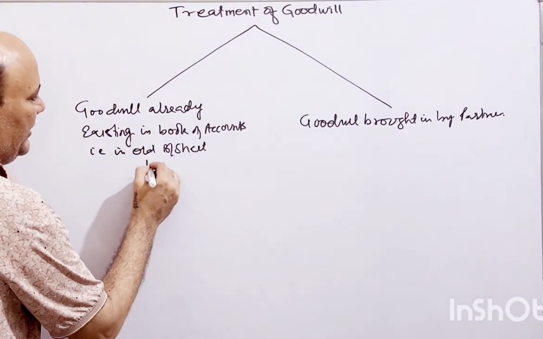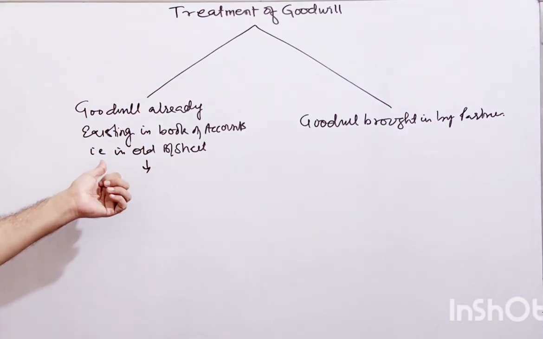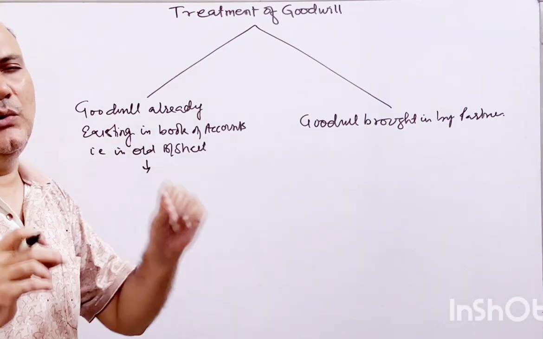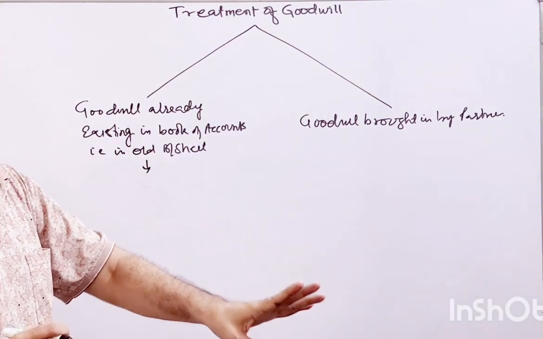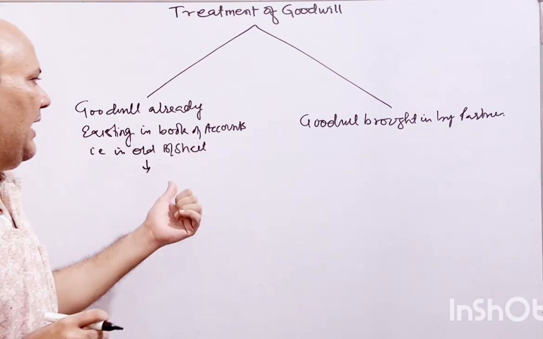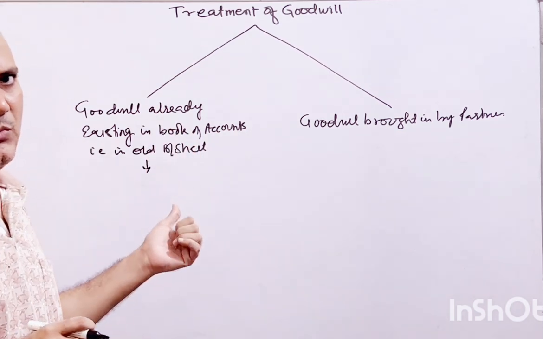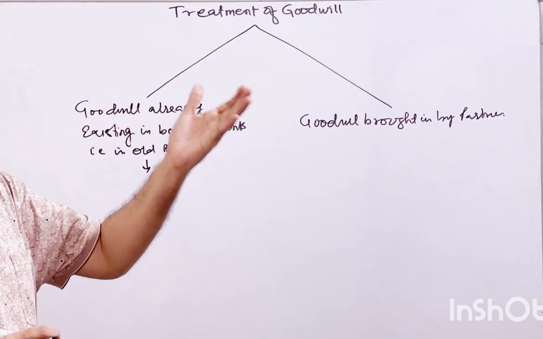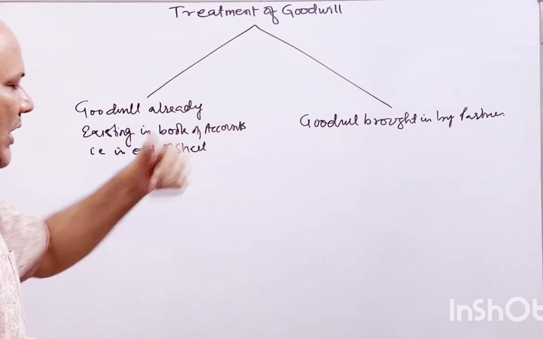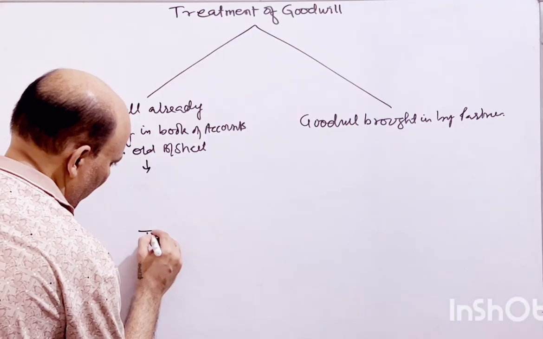So the first thing you have to keep in mind: when goodwill is already existing in the books of account, the first thing you have to do, whenever you are doing the question, is write that goodwill off from the books of account. That goodwill being an intangible asset will be appearing on the asset side of the balance sheet, so you have to credit it to write it off.